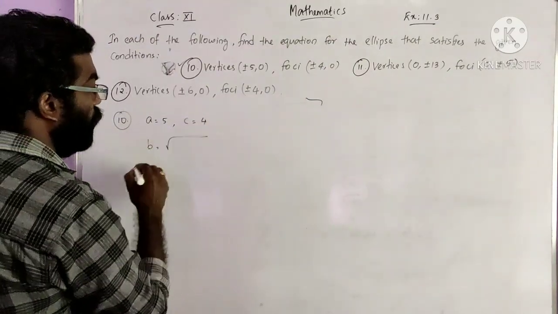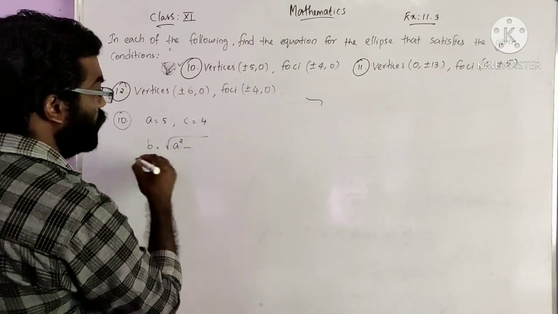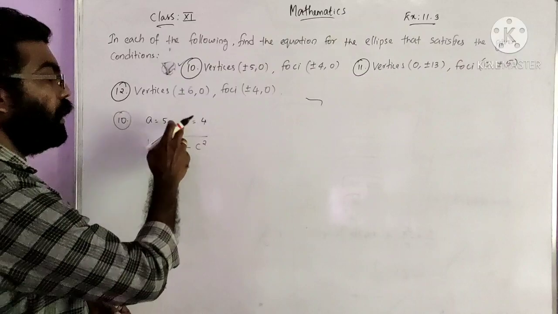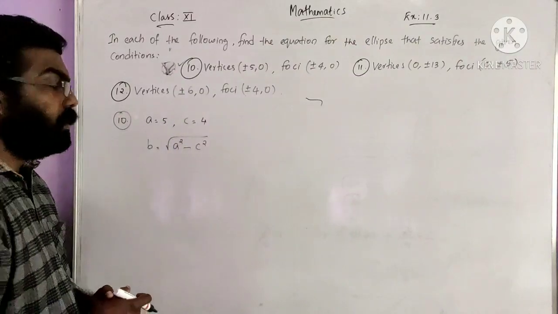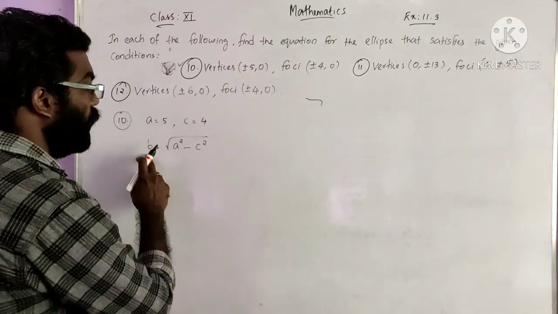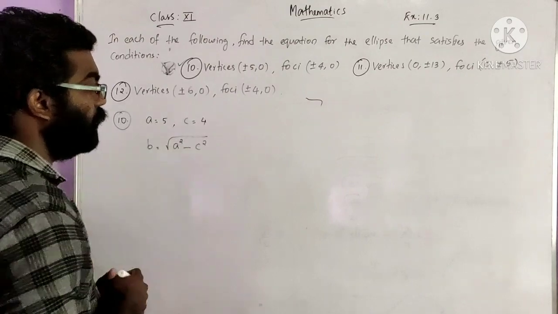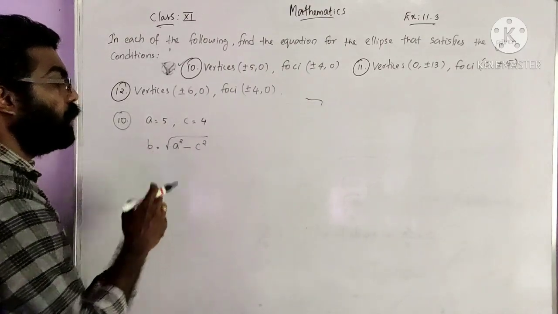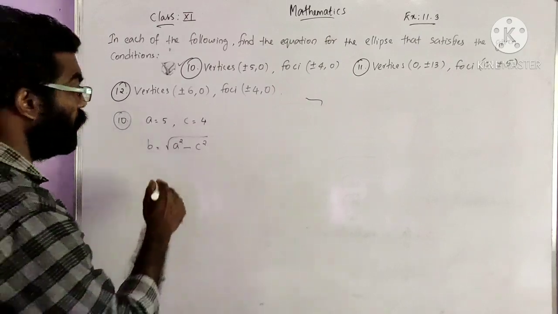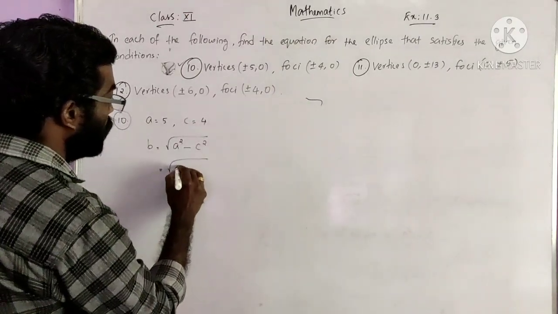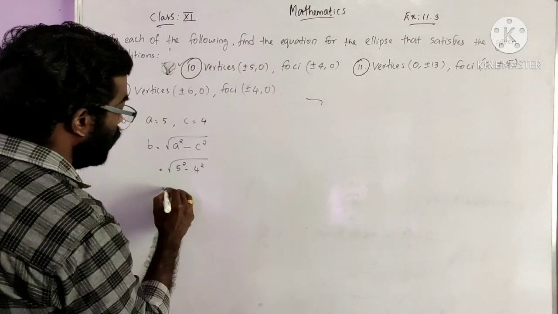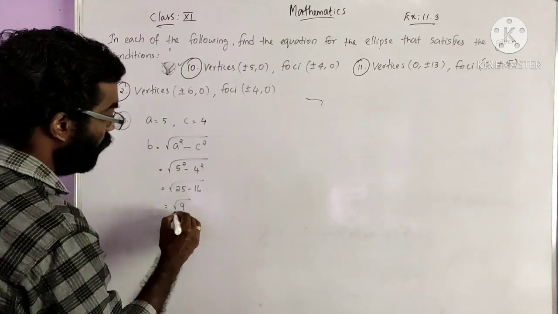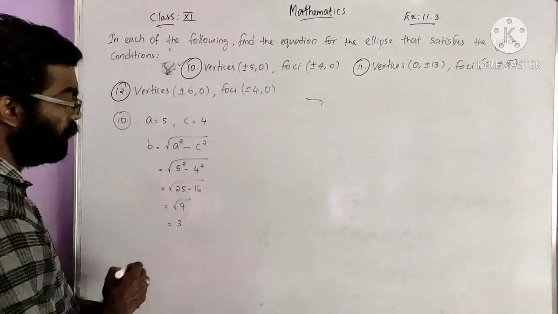Now we can write the value of b. B is equal to root of a square minus c square. Among the values a, b and c, a is the greater one. So in order to find b, we can subtract c square from a square and take the square root. B is equal to root of a square minus c square. Here it is root of 5 square minus 4 square, that is root of 25 minus 16, which gives root 9, that is 3.